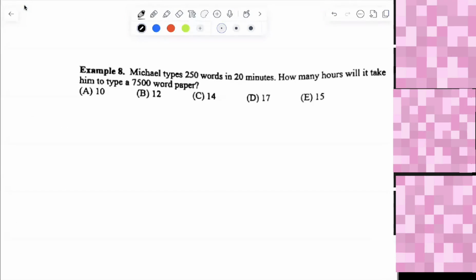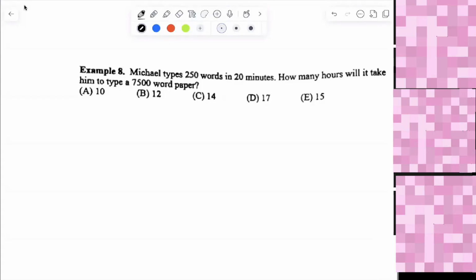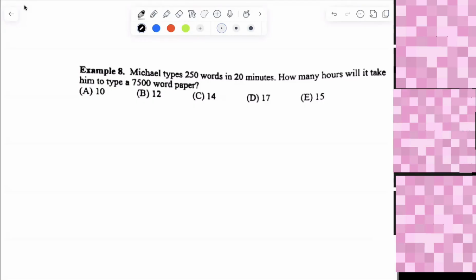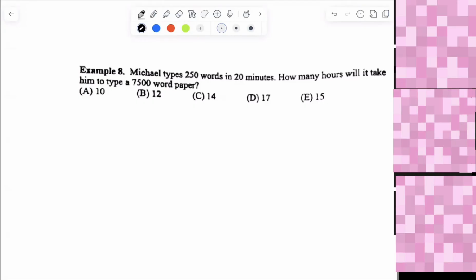Michael types 250 words in 20 minutes. How many hours will it take him to type a 7,500 word paper? Let's try this question and tell me your answer in chat.